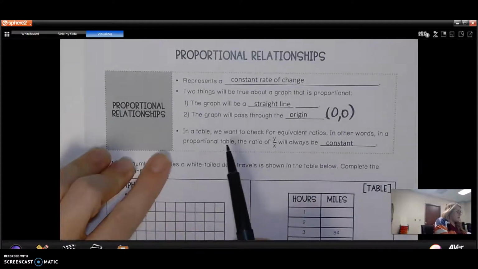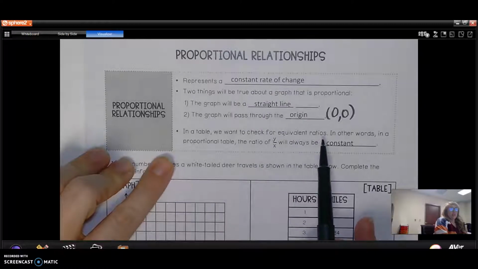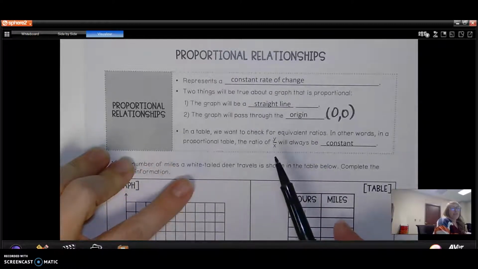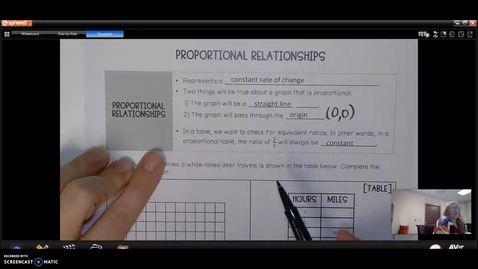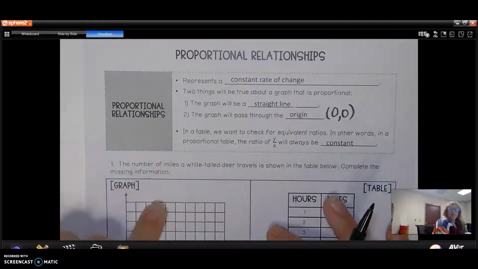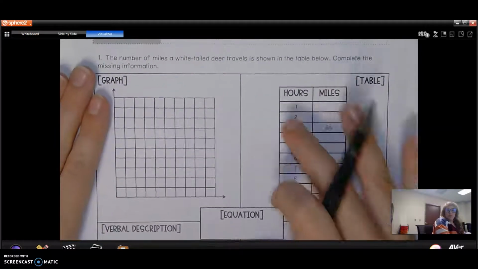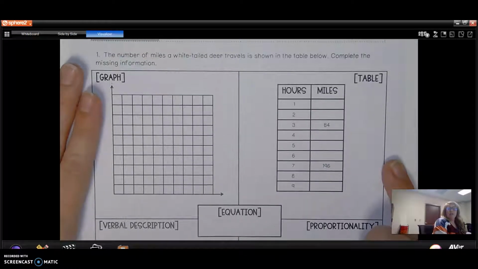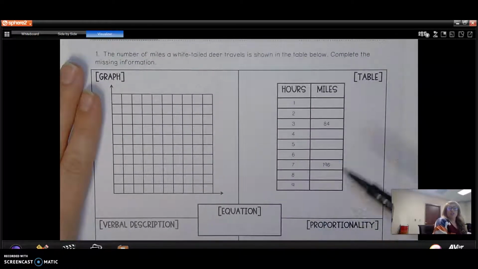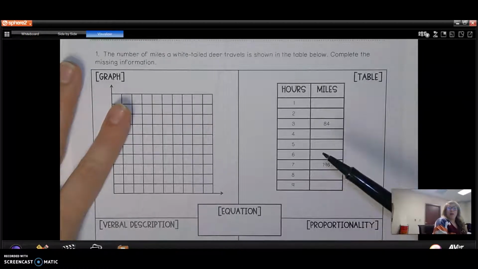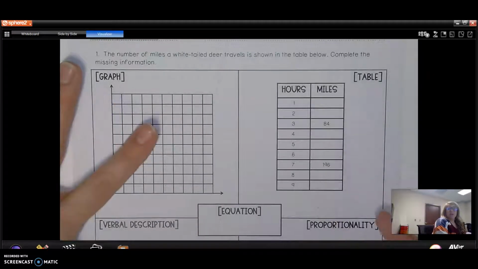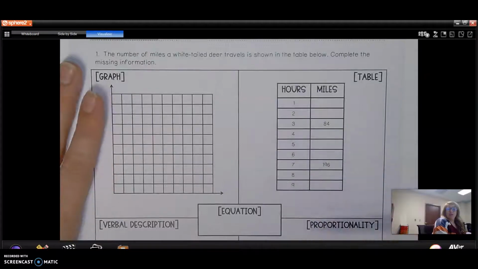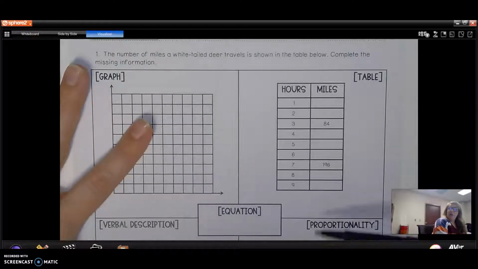Okay? In a table, we want to check for equivalent ratios. In other words, in a proportional table, the ratio of y over x will always be constant. Okay? So we are going to use this information to fill out, and this is, guys, the representation just like we talked about before. We are going to represent the constant rate of change in a table, in a graph, in an equation, in a verbal description, and then we will determine if, how and why it's proportional or why it's not proportional.